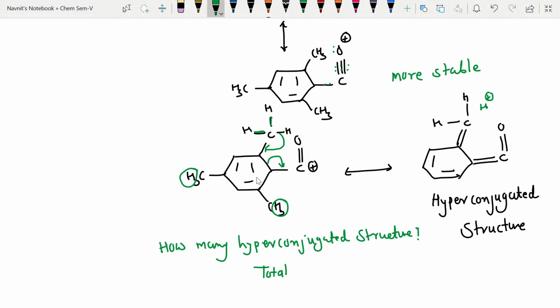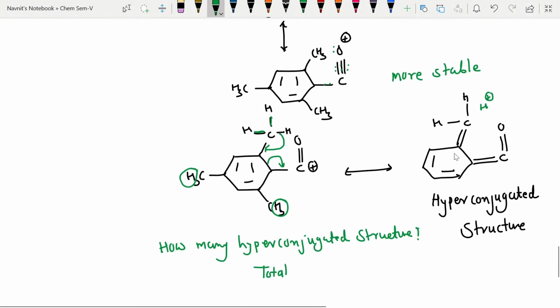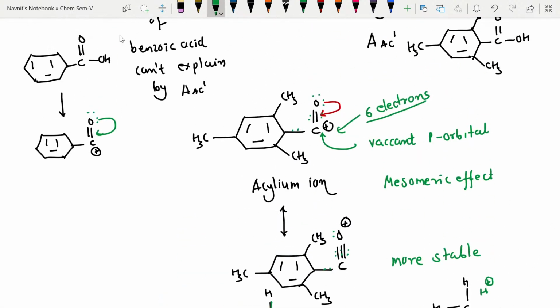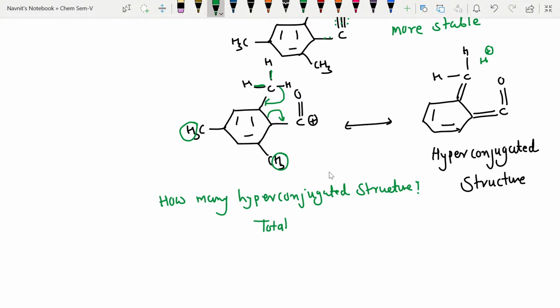Do you understand my concept? Yes or no? Total how many hyperconjugated structures are possible? That's a simple question. One answer is 10. Please answer on the chat box. This is the only difference between the benzoic acid and the toluic acid, because stabilization by the mesomeric effect is also possible in benzoic acid, but benzoic acid cannot give the hyperconjugated structures. So please tell me how many hyperconjugated structures are possible.